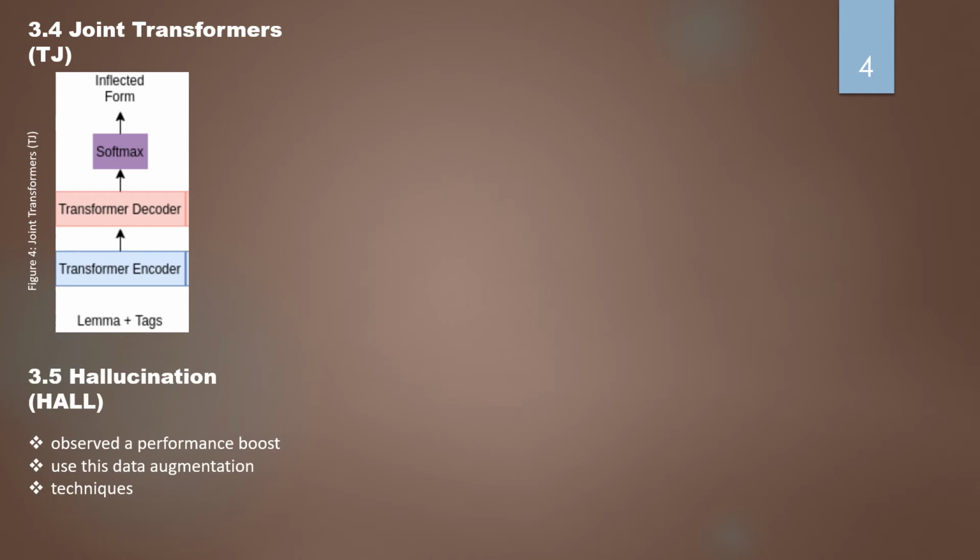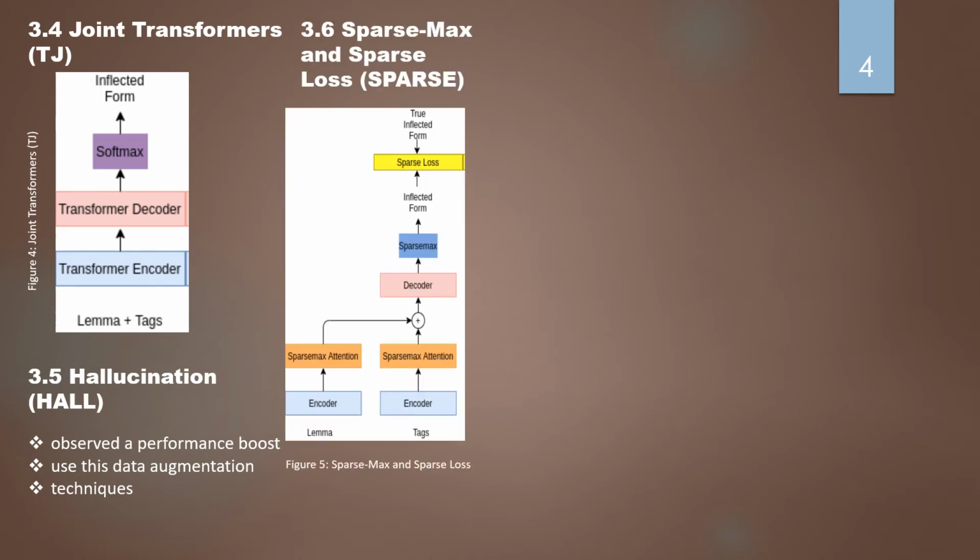Next, subsection 5 incorporated hallucination techniques and observed a performance boost in their systems. To help in this problem, they used data augmentation techniques in this process. Each part is considered as a stem, and characters inside the region are randomly substituted with other characters without changing the overall length.